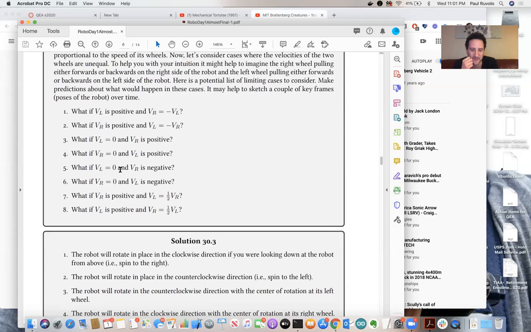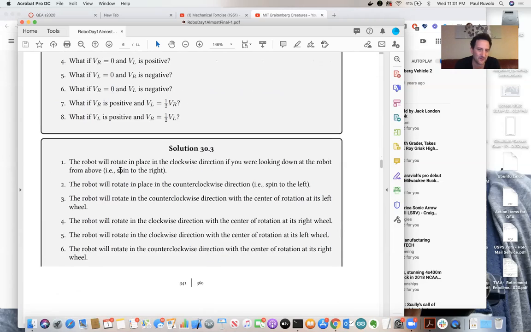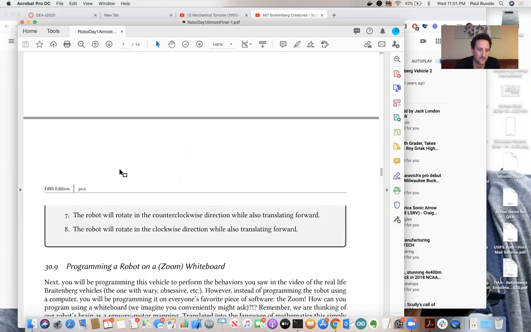Okay, so that's the basic idea. Depending on the relative magnitudes of these velocities and their signs, you'll get different directions of turning and different amounts of turning versus linear motion. I think you'll be able to think through that. The solutions are also down here if you want to take a look.